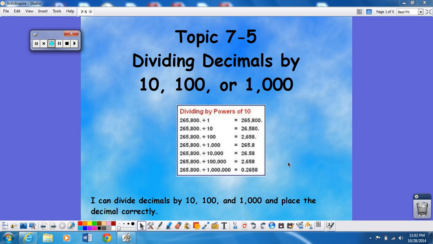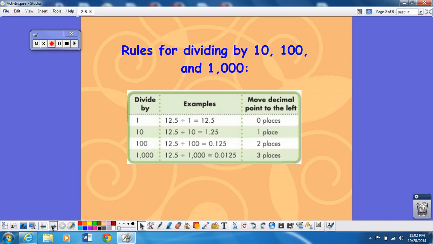You're going to find that dividing decimals by 10, 100, or 1000 is very similar to multiplying decimals by 10, 100, or 1000, which is what we did earlier in the week. The big difference is the decimal point and the way you move it. So I need you to really pay close attention to this today. The rules for dividing by 10, 100, and 1000 are basically the same as multiplication, except you're going the other way. We all know that anything that you divide by 1 is going to be itself.